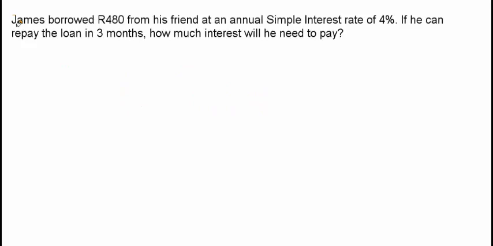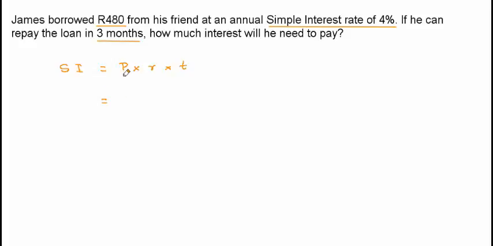Let's try another one. James borrowed 480 Rand from his friend at an annual simple interest rate of 4%. If he can repay the loan in 3 months, how much interest will he need to pay? And once again, it's an application of the simple interest formula. That is equal to the amount invested. We have 480 over here. I'll actually write down the formula first. So P is the amount invested times the rate of interest expressed as a decimal times the time in years.